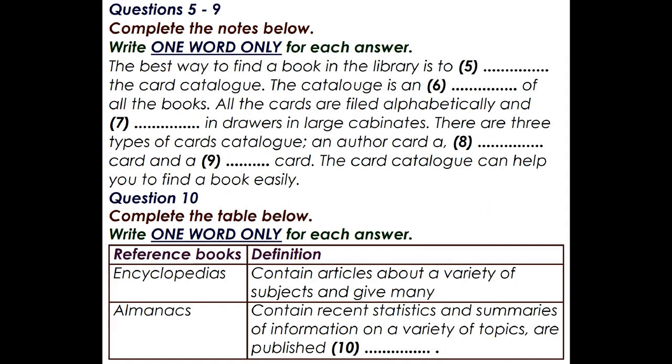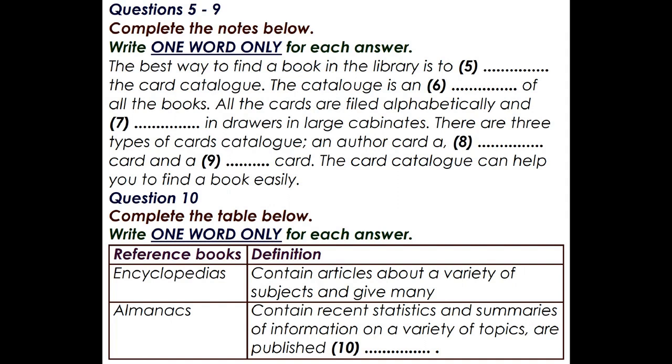Second is encyclopedias. Encyclopedias are reference books that provide factual information about people, events, places and subjects of lasting interest. Each article is written by a specialist on the topic being discussed. An encyclopedia usually consists of a number of books arranged in a set.